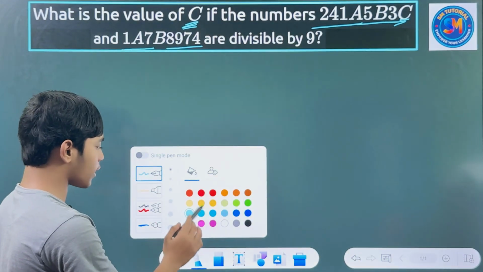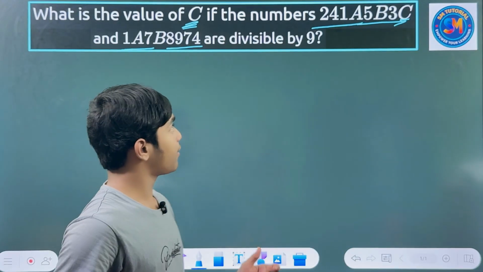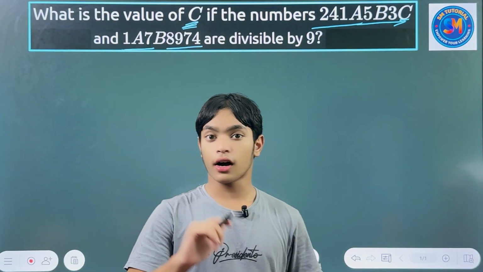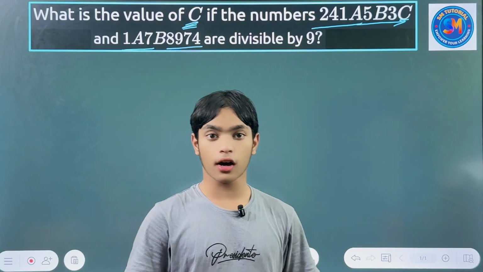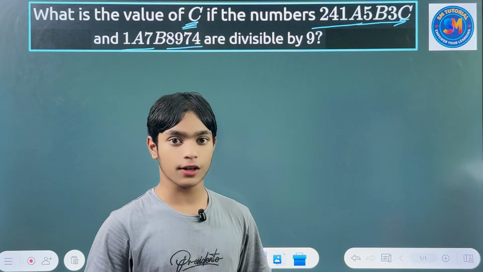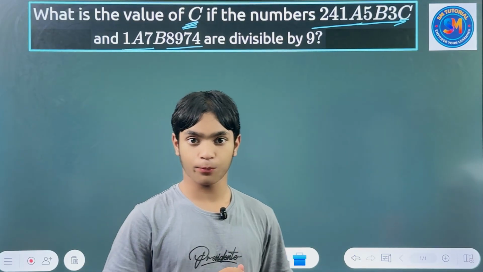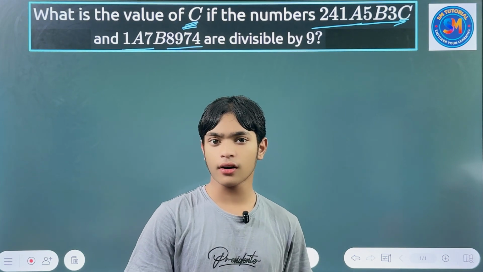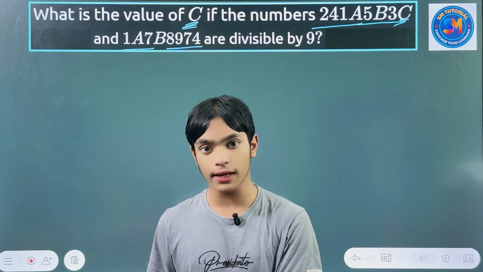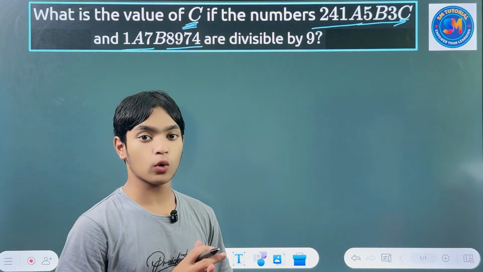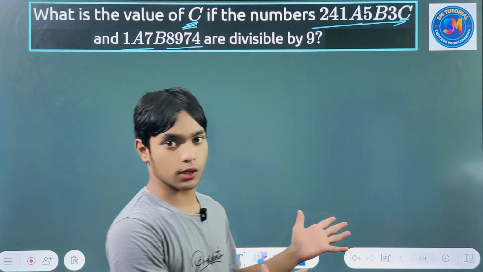So first of all, I have to select a pen, and then if you look here, you have to know the formula of divisibility by 9. You have to know it first. So listen to the formula: if the summation of digits in a number is divisible by 9, then the whole number is divisible by 9. You have to know the formula first, otherwise you can't solve the math.